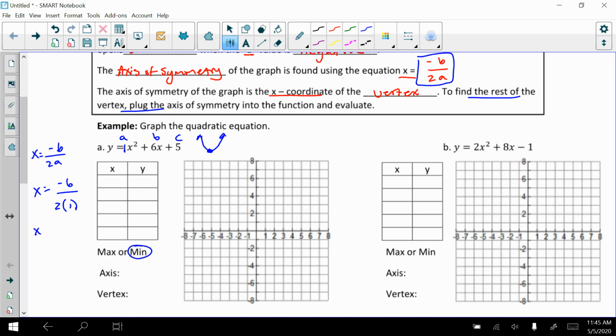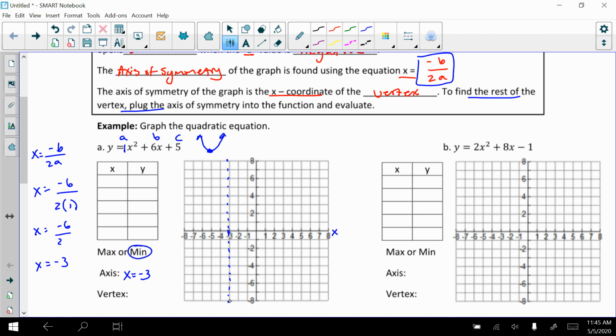Okay, now I'm just going to evaluate this and see what I end up with. 2 times 1 is 2, so it's negative 6 divided by 2, which is negative 3. So that means my axis of symmetry is negative 3. On this parabola, it's going to be at x equals negative 3. Here's the x-axis. I'm going to go to negative 3. And here's my axis of symmetry. That's going to be the line that cuts my parabola in half.